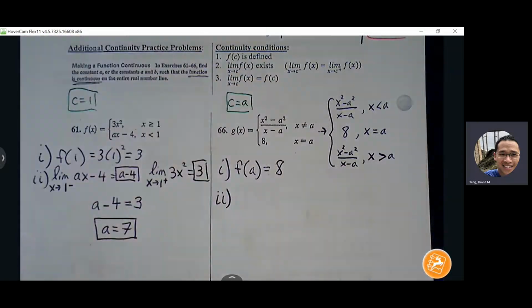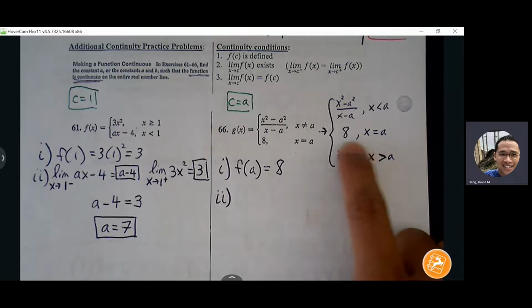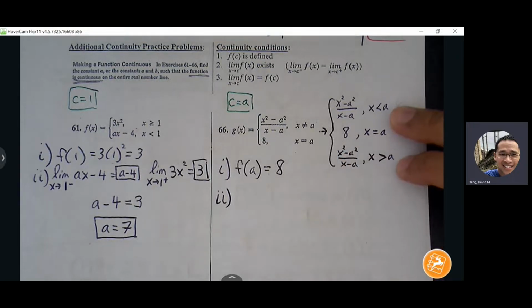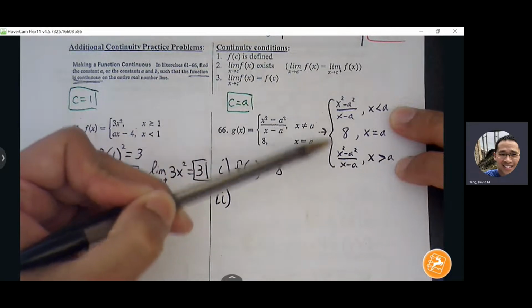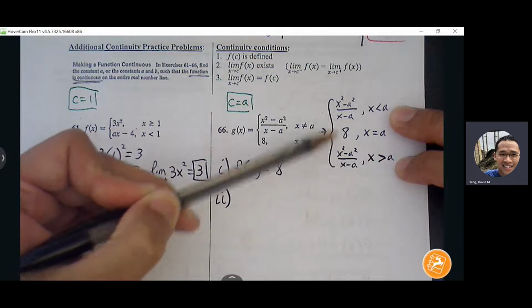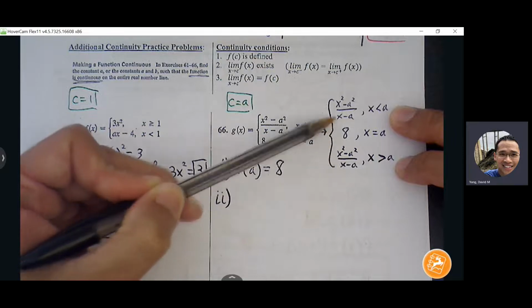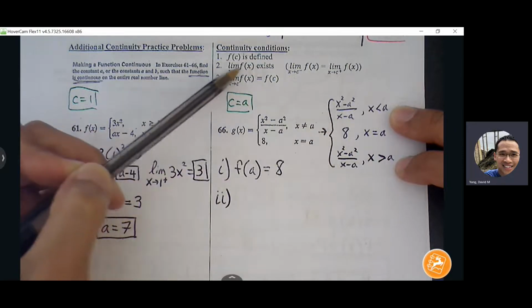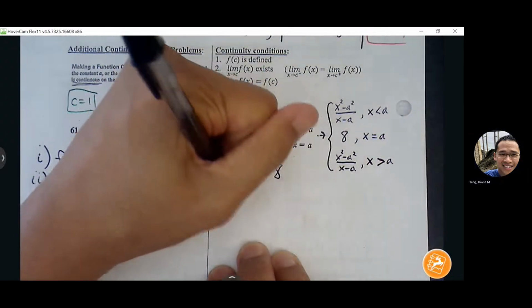Second condition, does the limit exist? Okay. Can I rely on one limit statement or do I need two? One is enough, right? And we do not touch the 8. We don't touch the point. We only work with the graphs. And we could do one-sided limits, but these are the same functions. We would just be duplicating our efforts, so we don't have to. We can just rely on one limit statement.